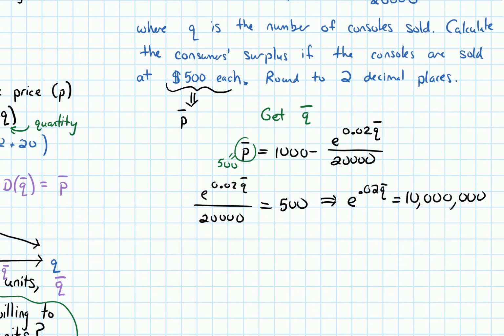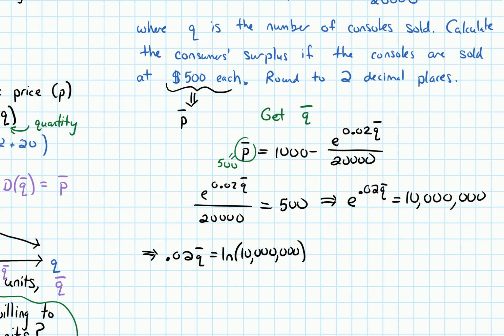At this point, to solve this equation, I'm going to need to use logs. I have e to this power equals 10 million. If I rewrite this as a log equation, I get 0.02 Q bar equals ln of 10 million. If you don't quite remember how to work with exponential equations like this and put them in log form, I'm going to link a video in the YouTube description, so be sure to check that out if you need some brush up on that.